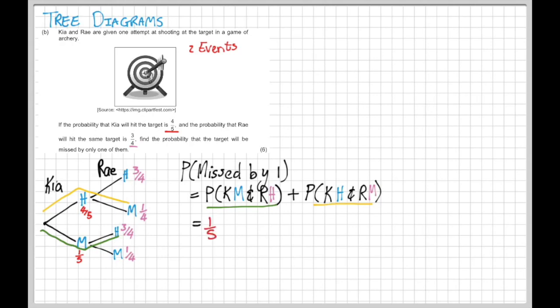So in the first one, if I look at the green road, I've got 1/5 as being the first probability. And then I walk to 3/4 because Kia misses and then Ray hits. That's the green road. Or then I go Kia hitting, which is 4/5, and then Ray missing. The probability is 1/4. If I put this in my calculator, I've got 7/20. Ta-da! There I've got my answer. 6 marks in the bag.